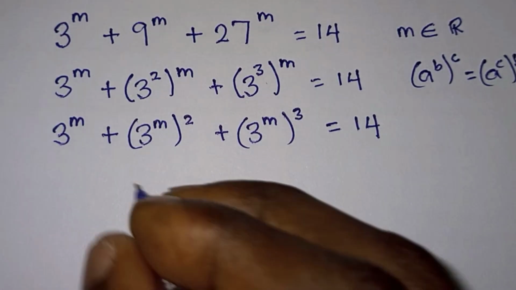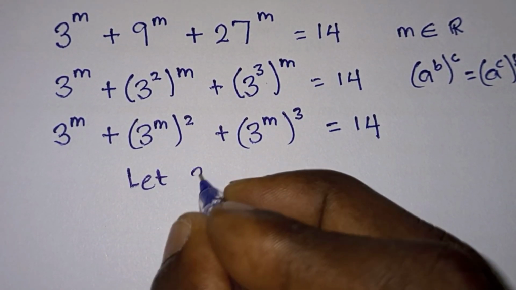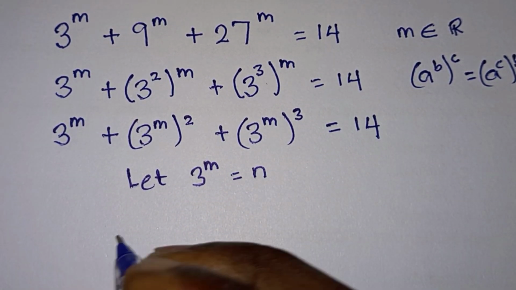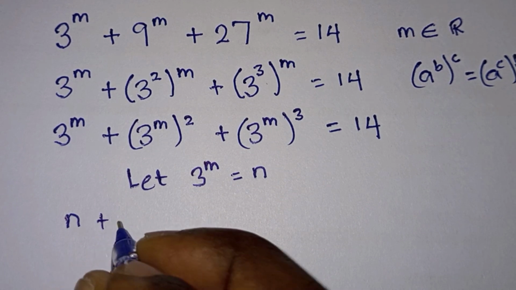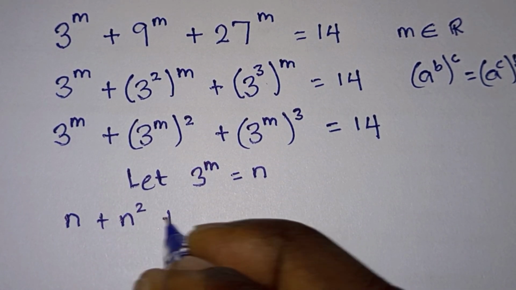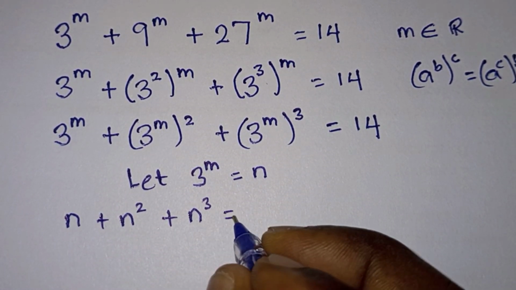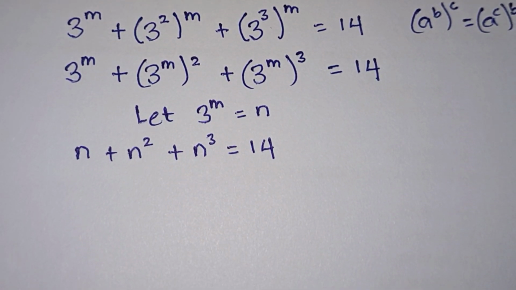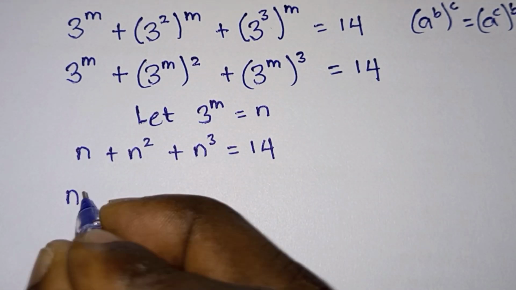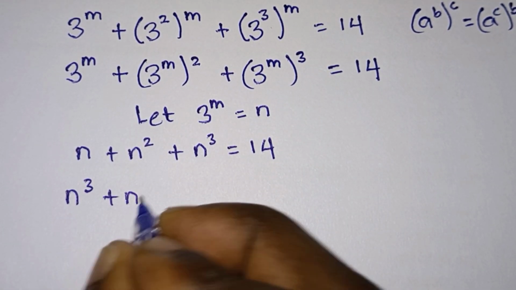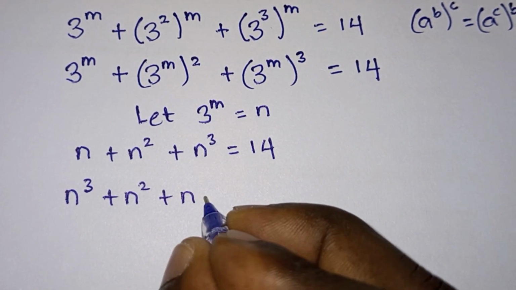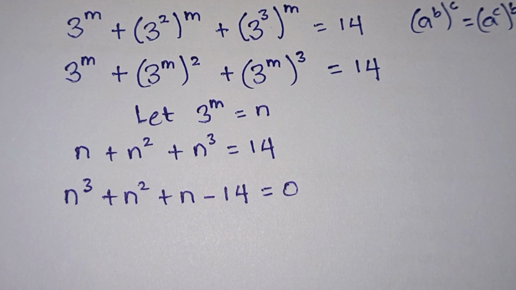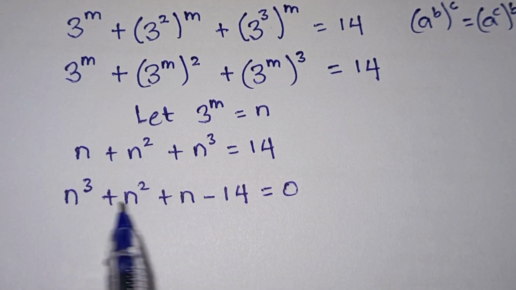Now the reason is that we want to let 3 to the power m equal to n. So the equation now becomes n plus n squared plus n cubed is equal to 14. Now let's rearrange and then equate everything to 0. So we're going to have n to the third power plus n to the second power plus n minus 14 is equal to 0. How can we solve this cubic equation?